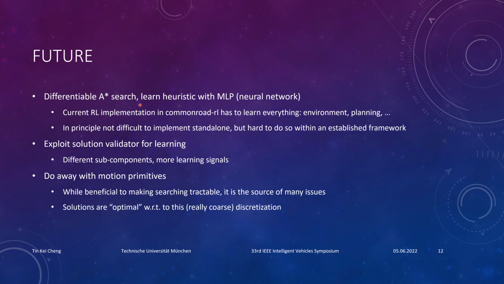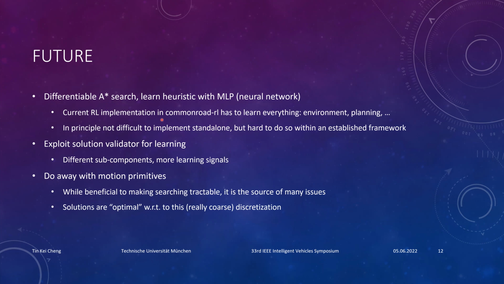So in the future, because I mentioned that I did deep learning stuff, I would like the A-star search to be differentiable, so we can learn the weights of the heuristic, or just simply replace it with a whole neural network. As long as the search is differentiable, then we can backpropagate through everything and learn the stuff.